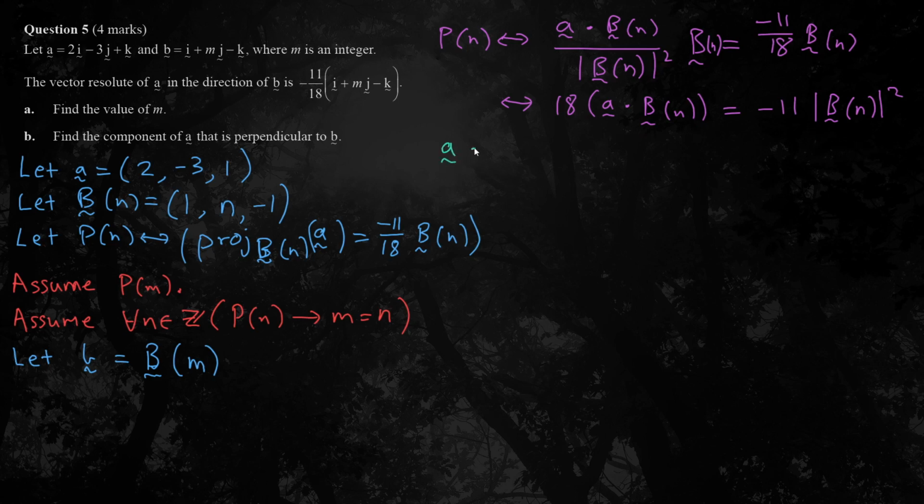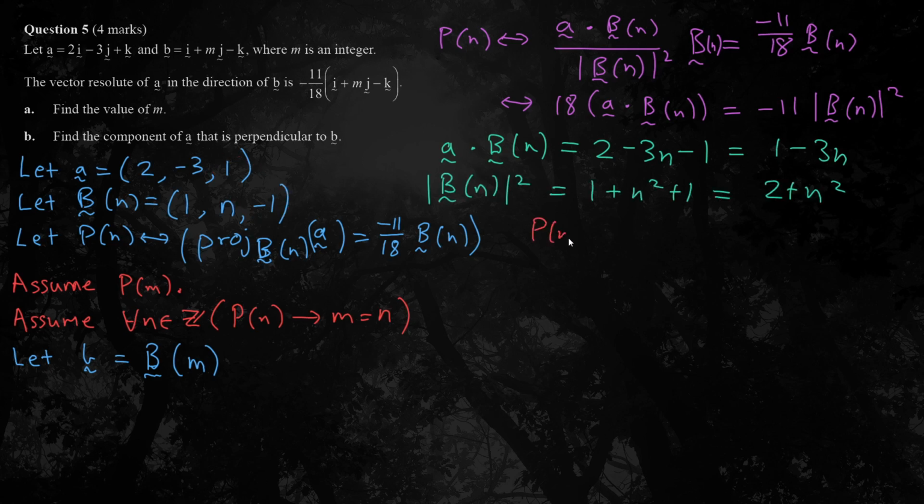To find A dot B of N, it's pretty straightforward. We use the definition here. So 2 times 1 is 2. So I'll put 2 there. We also pick up a negative 3 times n, so minus 3n. Ooh, the colors are getting very strange. So minus 3n there. And then over here we have the 1 and the negative 1. So we pick up a minus 1 here. And that simplifies to 1 minus 3n.